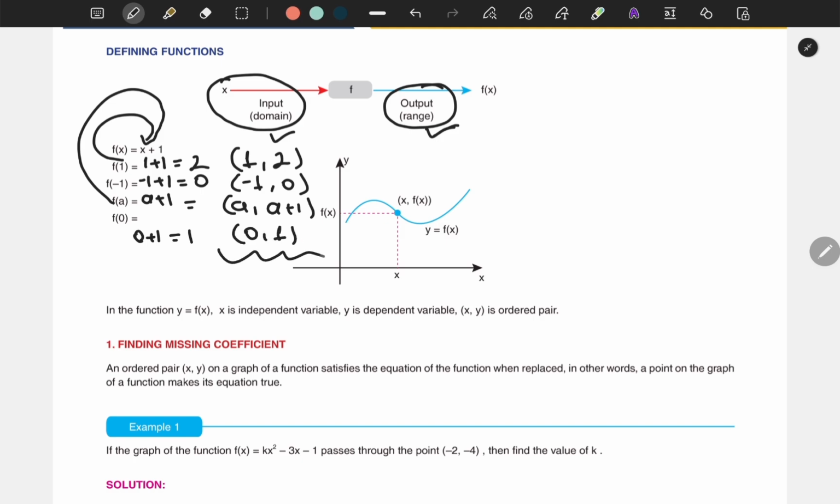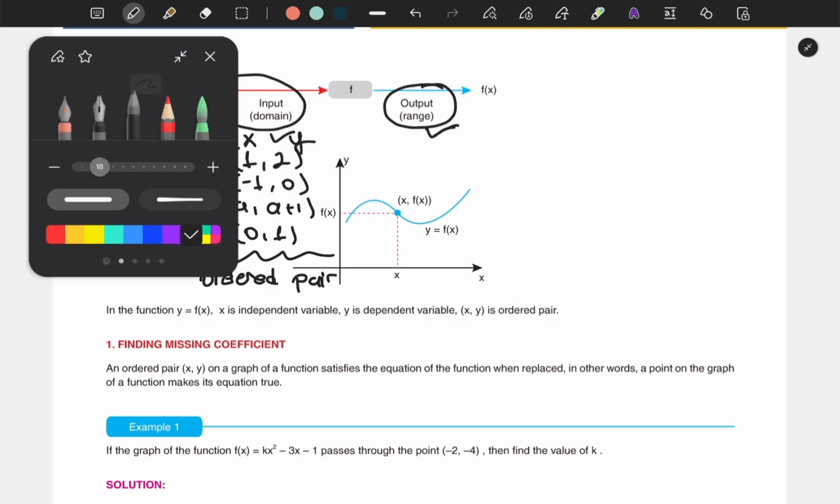So those parts we call the ordered pair. What's the meaning of the ordered pair? Ordered pair means that when you replace x with 1, you must get y equal to 2. This is what we call an ordered pair. Let's have some examples.